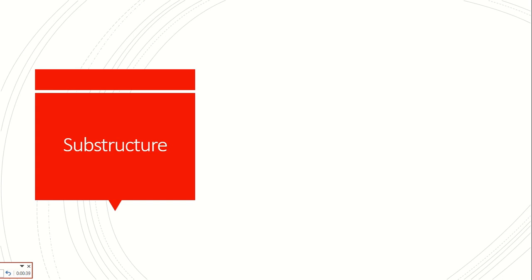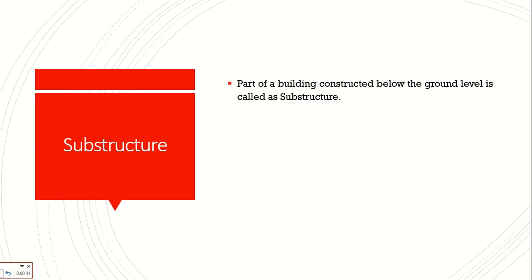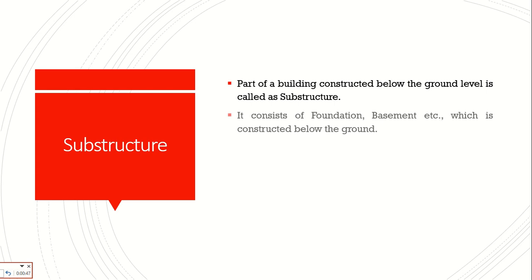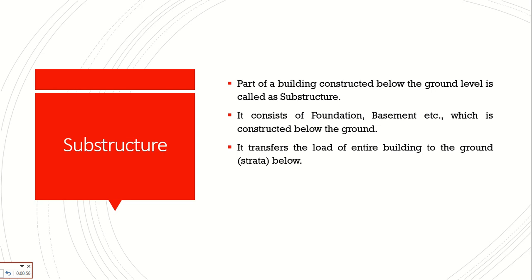Let us discuss what is substructure. A part of a building which is constructed below the ground level is called as substructure. It consists of foundation, basement, etc., which is constructed below the ground. It transfers the load of the entire building to the ground or strata below it.